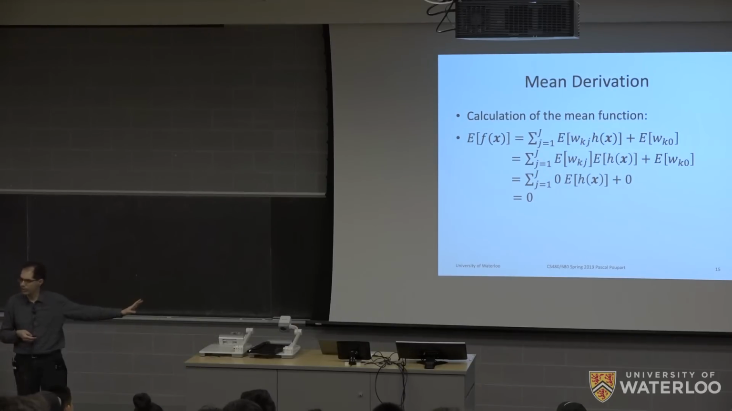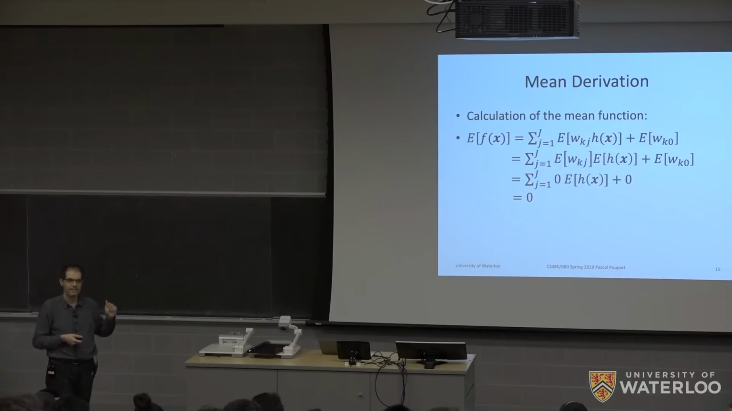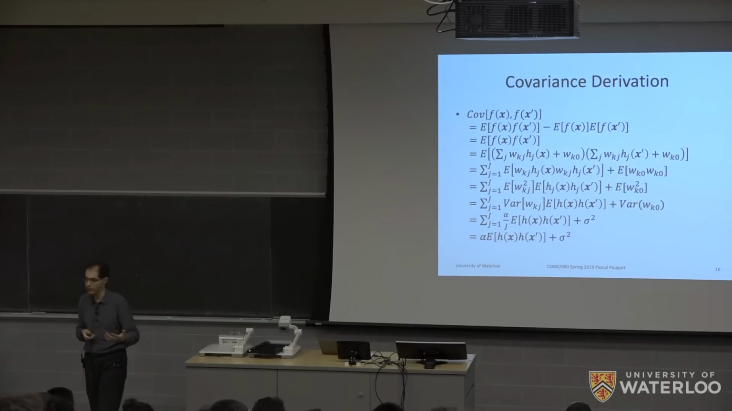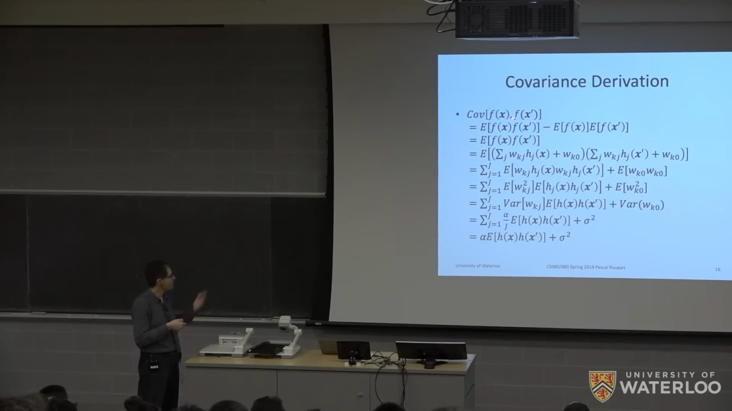Okay, any questions regarding this derivation for the mean? Okay, very good. We can do a similar derivation now for the covariance function. So the covariance function, by definition, is the expectation of f of x times f of x prime minus the product of the expectation of f of x by f of x prime. So now I can expand this. The second term, we've just seen how the expectation of f of x is 0. So this term disappears. So we're just left with the first term.